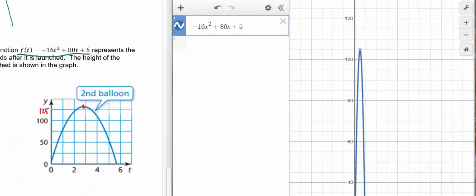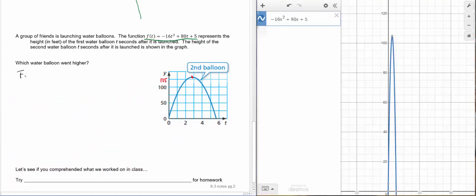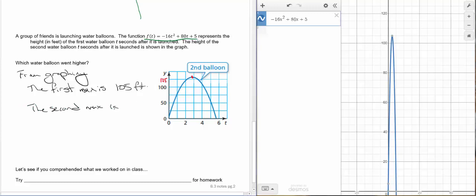Let's record that. From graphing, the first balloon reached 105 feet. It looks like the max of the second water balloon is more than 125, something a little bit more. So if the question is which one went higher, the second definitely went higher.